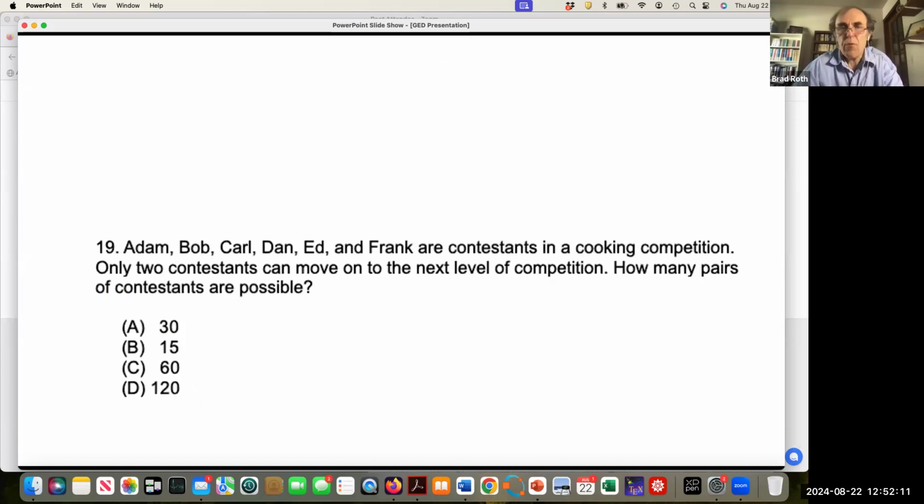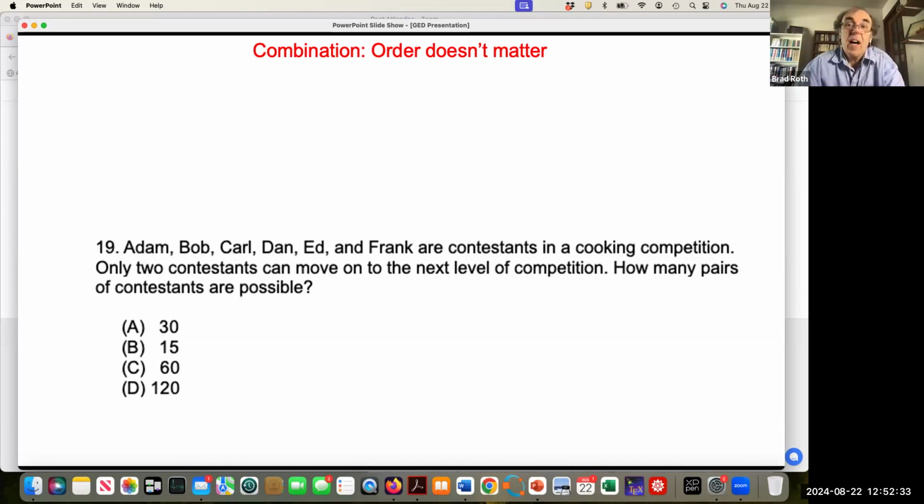Here's a combination problem. Combinations is when you're counting and order doesn't matter. So Adam, Bob, Carl, Dan, Ed, and Frank are contestants in a cooking competition. Only 2 of the contestants are going to move forward to the next level. How many ways can the contestants move forward? You know, how many possible ways are there?